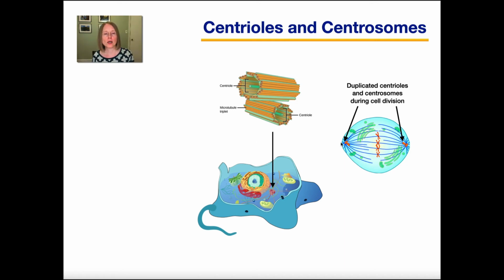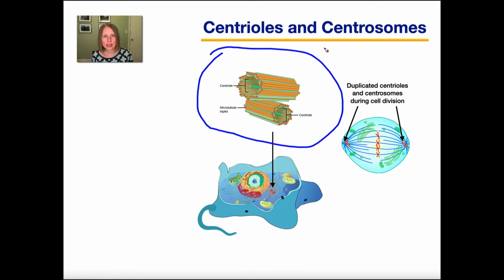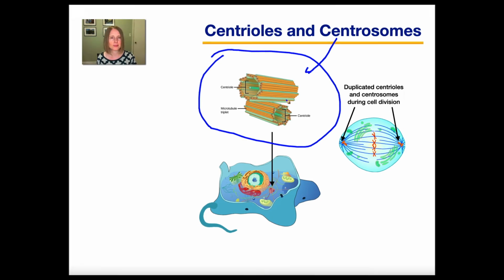Now, the region that the centrioles are found in has a specialized name called a centrosome. So the area around the centriole, that is the centrosome. It's not a structure you can see, it's just the region. Plant cells do have centrosomes that help them organize microtubule growth, but they do not have the centrioles. So centrioles are unique to animal cells.